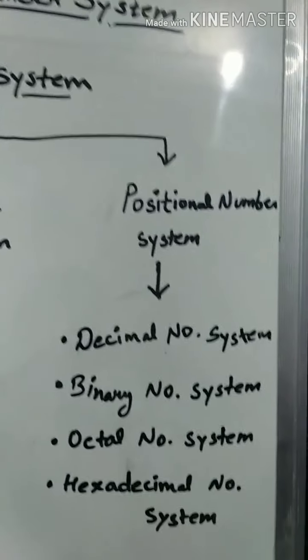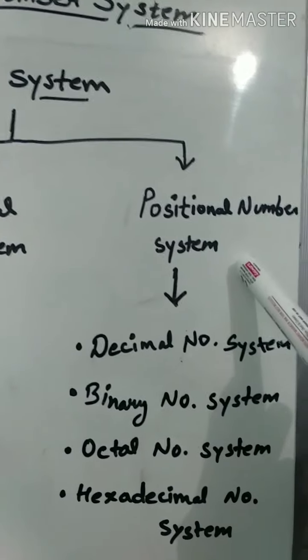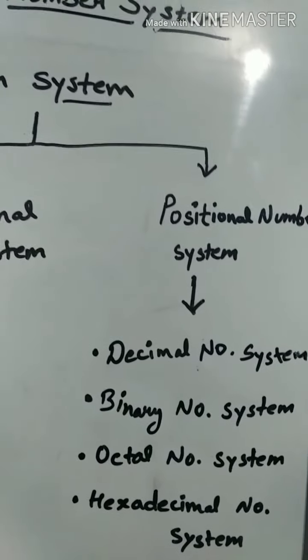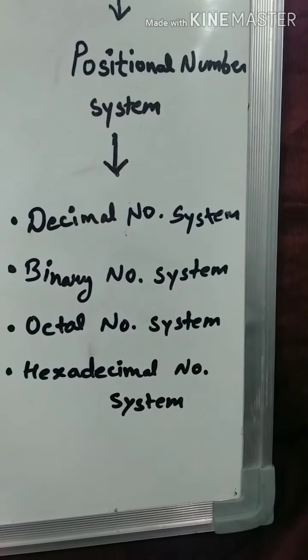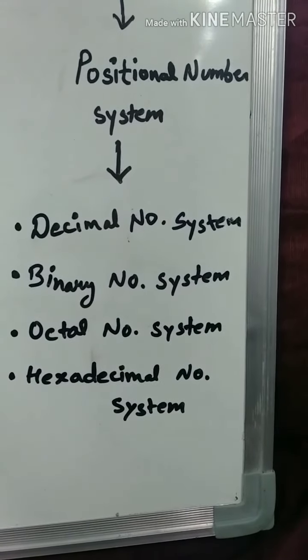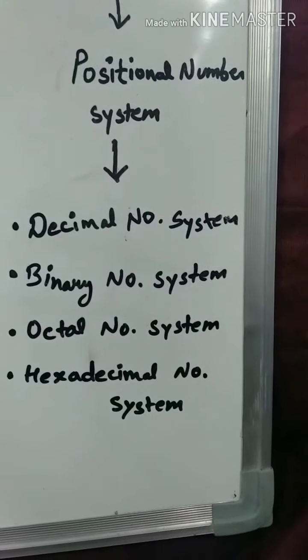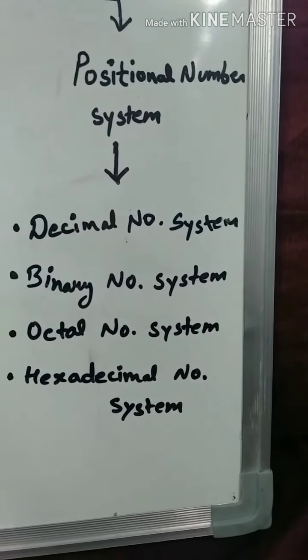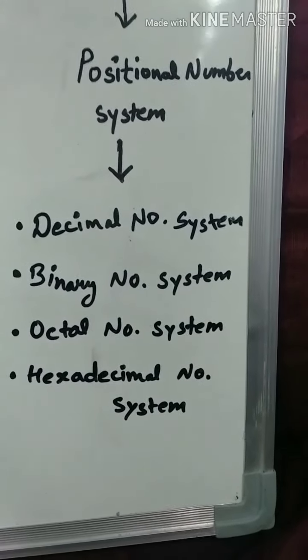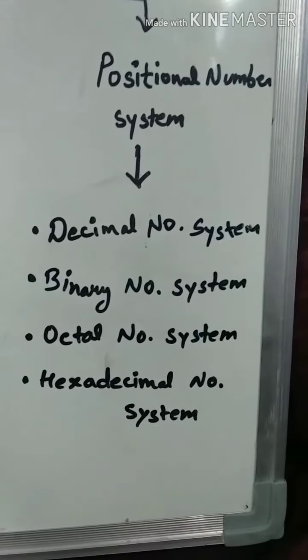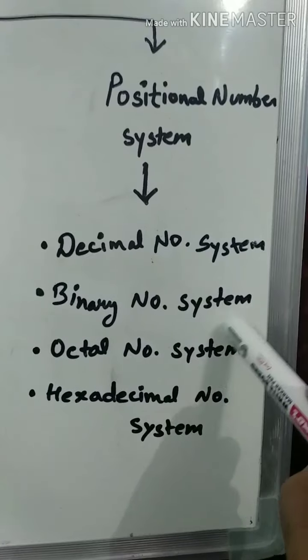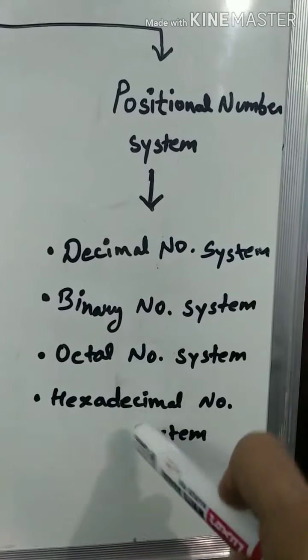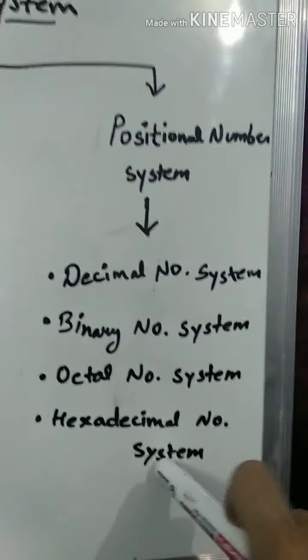Now we are going to understand the positional number system. Positional number system has a few symbols called digits. These symbols represent different values. Computer can understand the positional number system. There are different types of positional number system. These are the decimal number system, binary number system, octal number system, and hexadecimal number system.